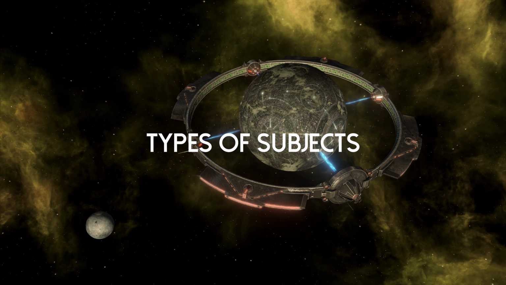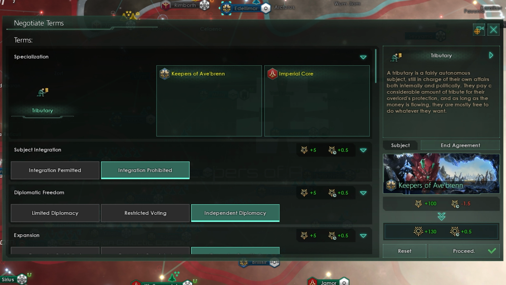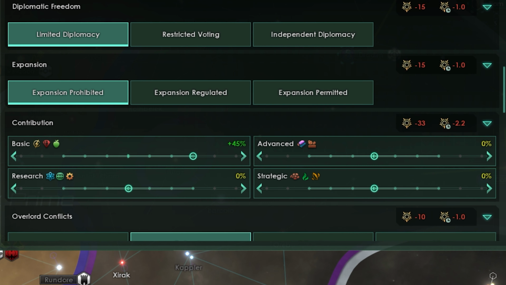What are the different types of subjects? In the base game, there are 3 types of subjects: tributaries, vassals, and protectorates. Tributaries are the most independent form of subject, paying a tax for the protection of their overlord. A tributary must pay at least 30% of their energy, mineral, and food production, but can be made to pay a higher percent in additional types of resources, such as alloys and consumer goods.